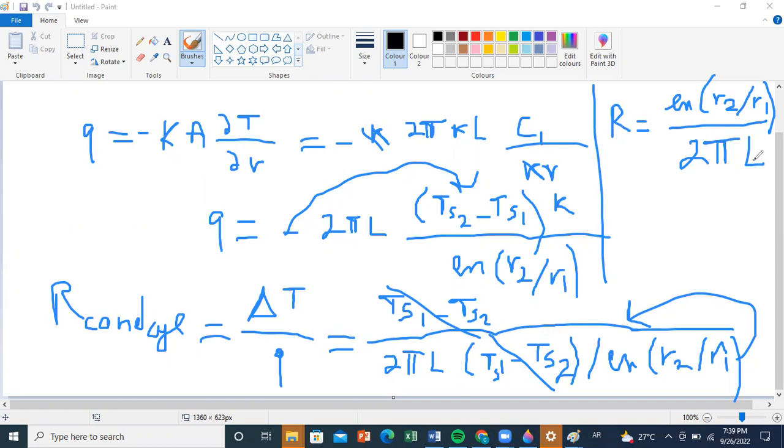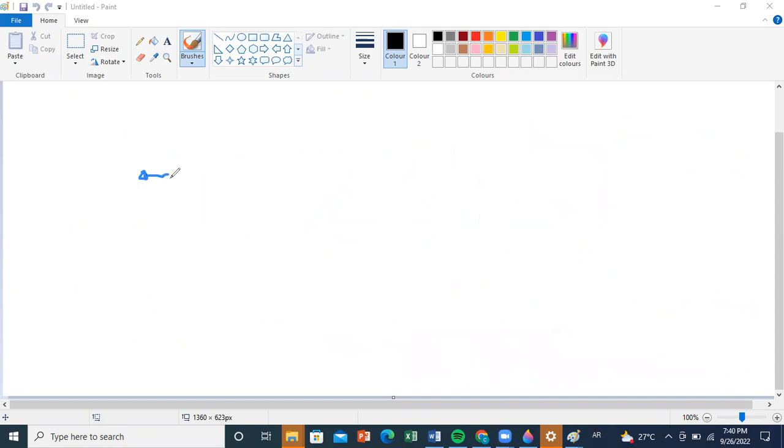Once I know what is the resistance form, now I am nearly done, because all I have to do is to go back to my electrical circuit. I do it again. So this was my electrical circuit, let's say. Just we considered first that this was T infinity 2. This is T surface 2. This is T surface 1.